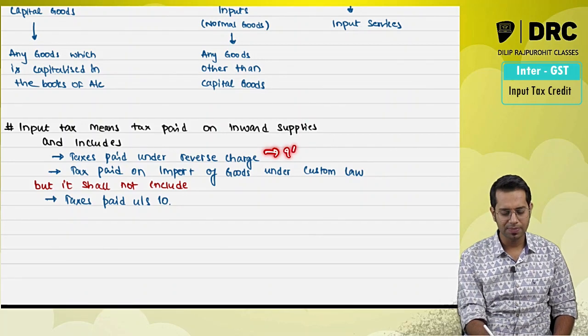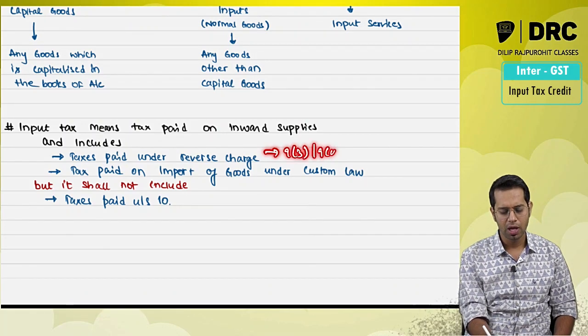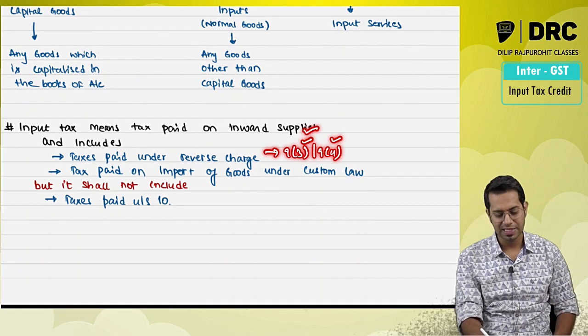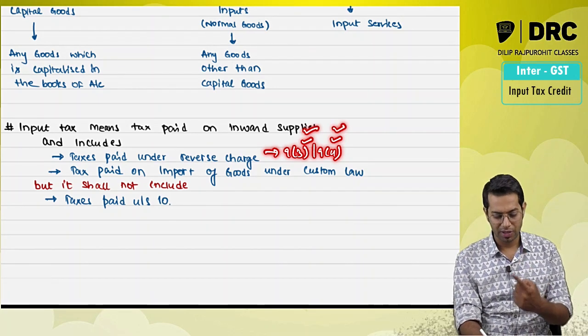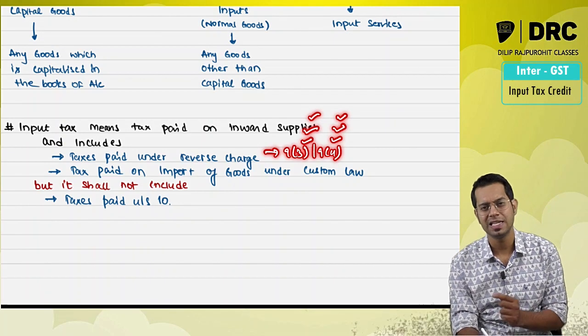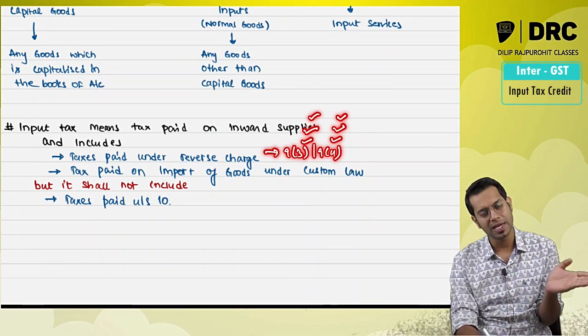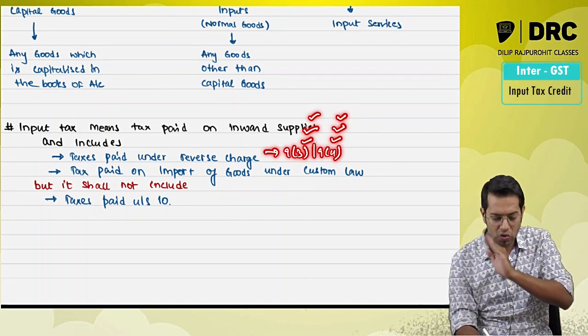Under section 9(3) and 9(4) of the CGST Act, section 9(3) and 9(4) of the SGST Act, section 7(3) and 7(4) of the UTGST Act, and 5(3) and 5(4) of the IGST Act, you have to pay some taxes under reverse charge. Those taxes paid by you under reverse charge are also your input tax.